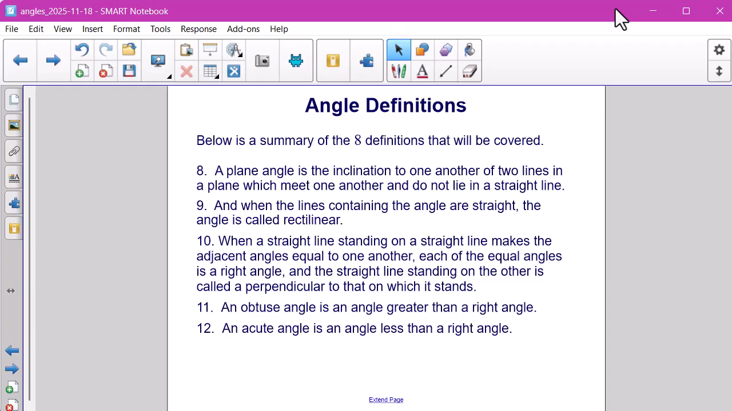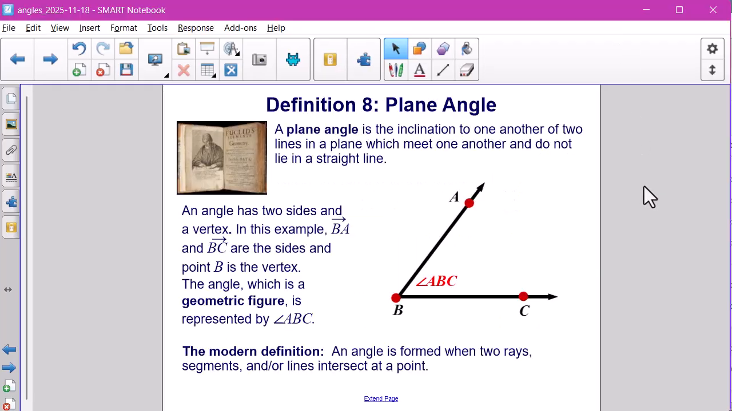Numbers 8 and 9 introduce and define angles. Number 10 introduces and defines perpendicular lines and right angles. 11 and 12 define obtuse and acute angles respectively. Let's dive deeper into each one. Let's start with the definition of a plane angle.